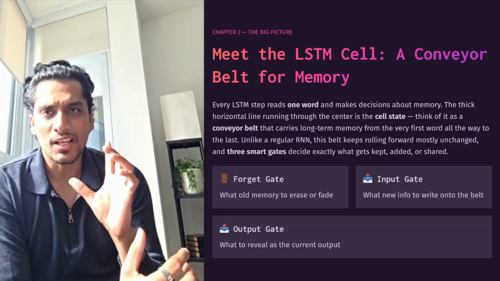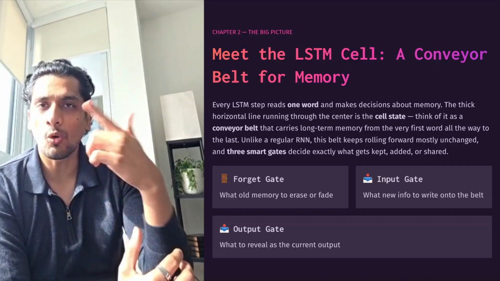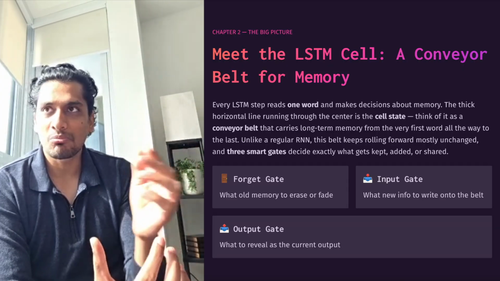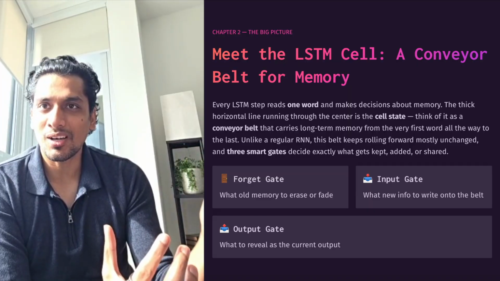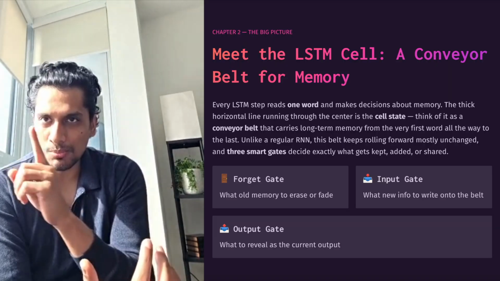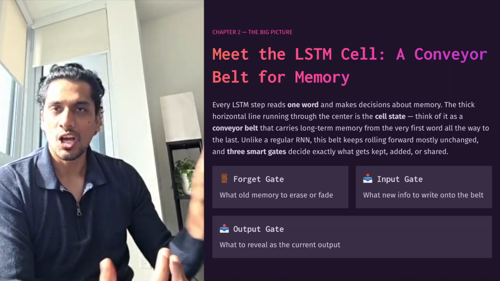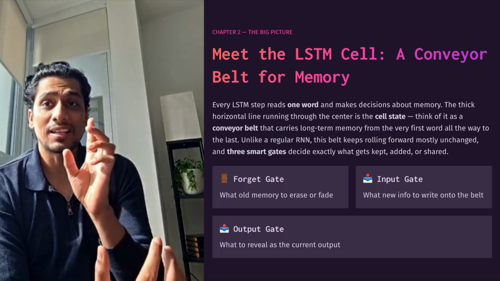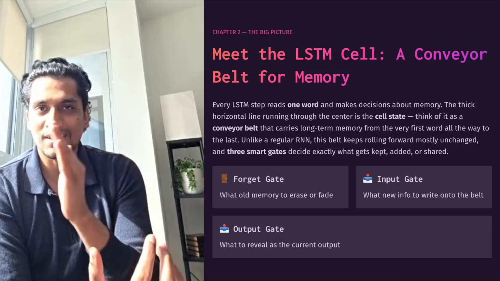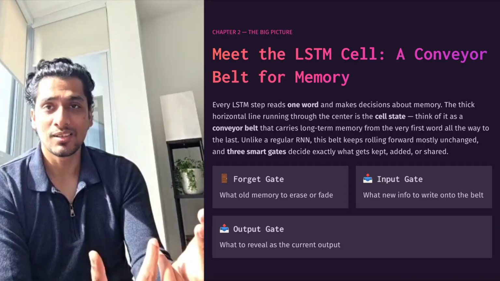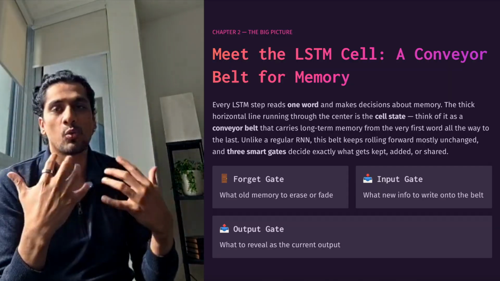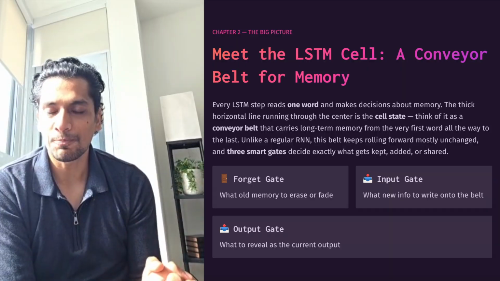In regular RNNs, the memory gets completely overwritten and crushed every single step, like scribbling over the same post-it note until you can't read anything, right? But in LSTMs, this conveyor belt keeps rolling forward, mostly the same, and there are three little gates that decide exactly what gets kept, what gets added, or what gets shared. That's what we'll dig into, and that's how we'll understand how LSTMs work.